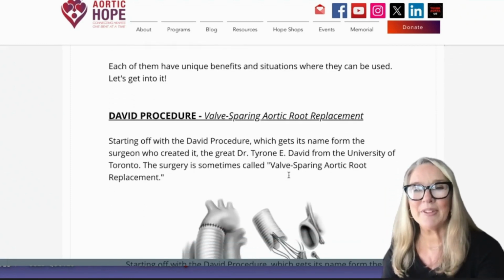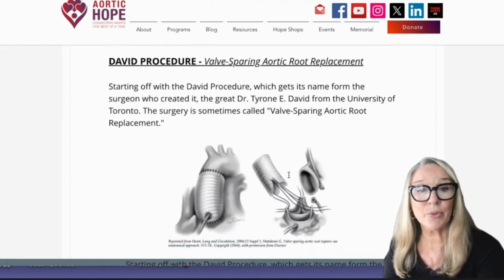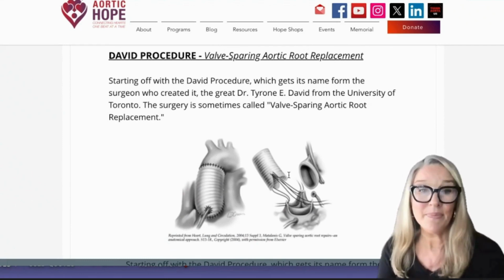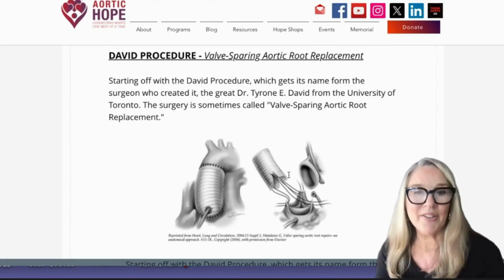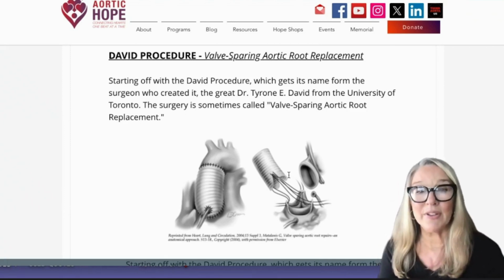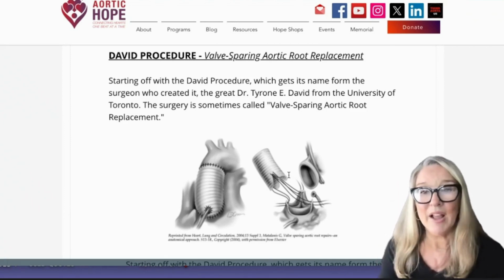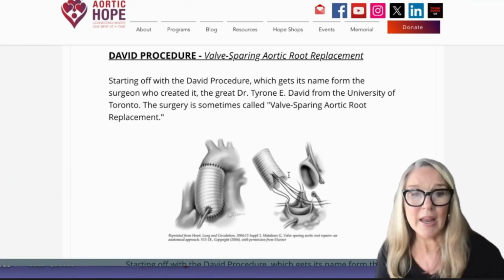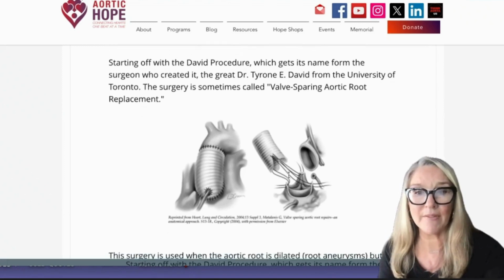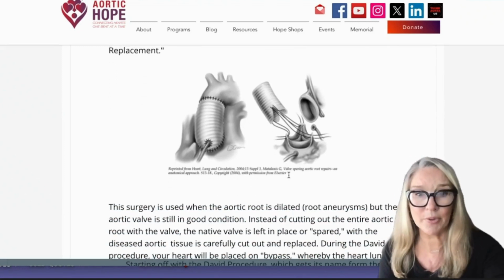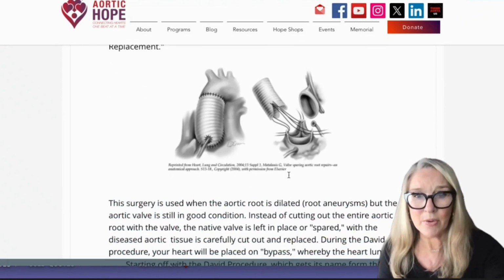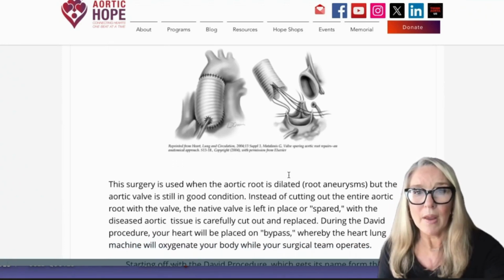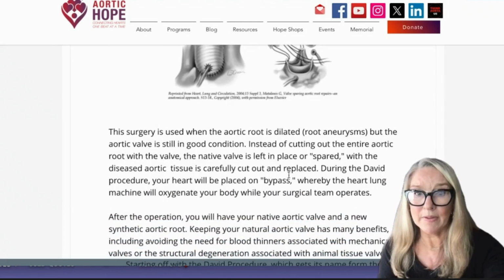The David procedure is a valve-sparing aortic root replacement. Starting off with the David procedure, which gets its name from the surgeon who created it, the great Dr. Tyrone E. David from the University of Toronto. The surgery is sometimes called valve-sparing aortic root replacement. And here we have a picture of that very procedure, with the aorta being fitted and the aortic valve being spared.